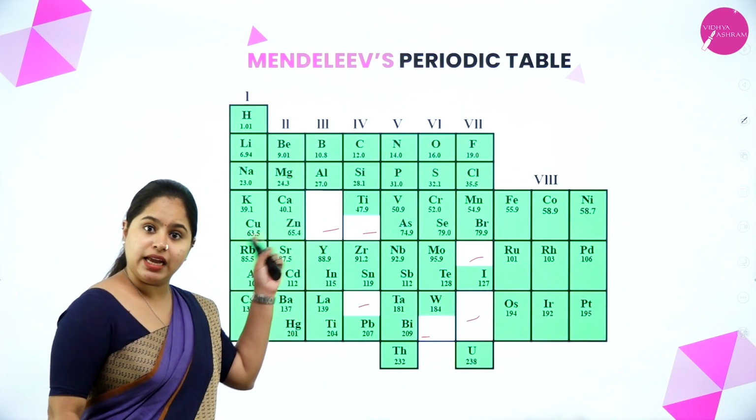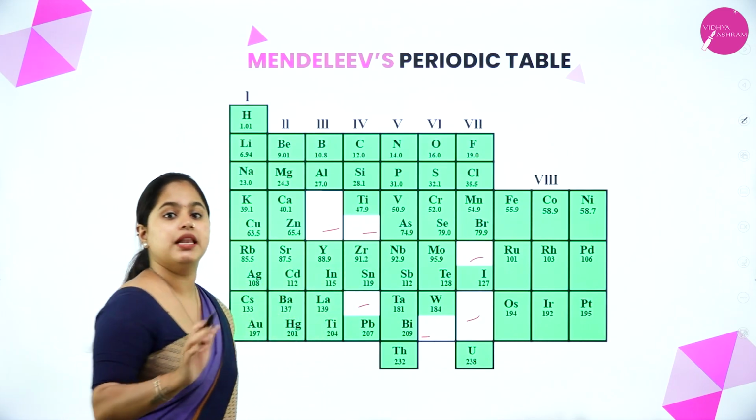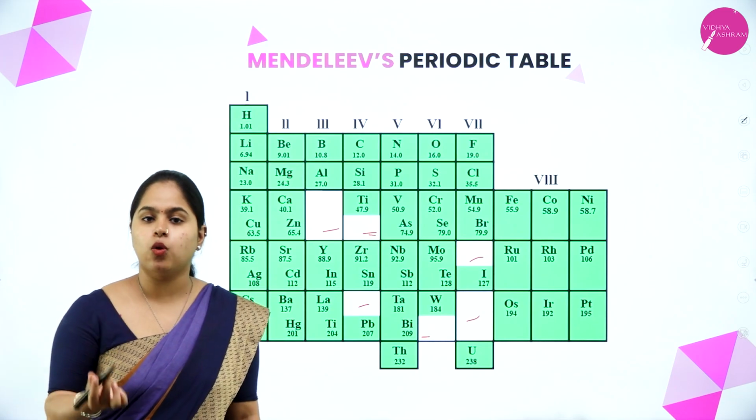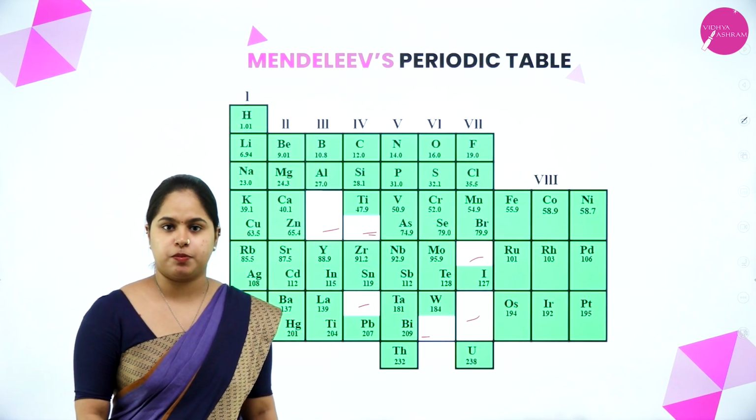And then Eka silicon: below silicon, some element will be discovered. Yes, he left a gap in here for it. I hope it is clear. So this is about Mendeleev's periodic table.